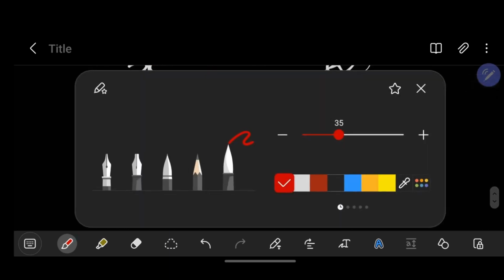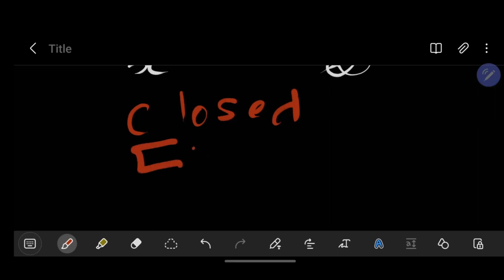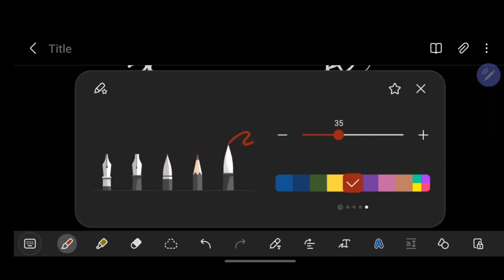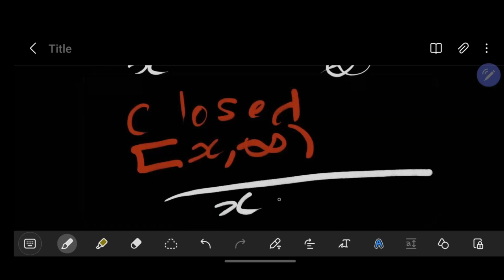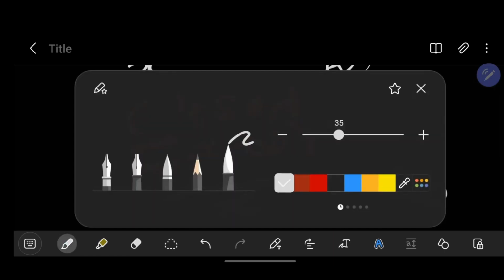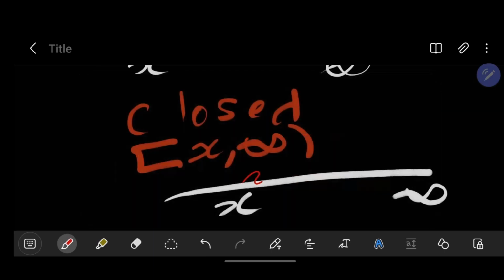The other type, as you may have guessed again, is the closed interval. So we've got closed, and this time we have our square bracket x and infinity round bracket. And if we were to draw this on the number line, we would draw this as x going to infinity, but this time around we would show x as a solid circle and moving all the way to infinity.